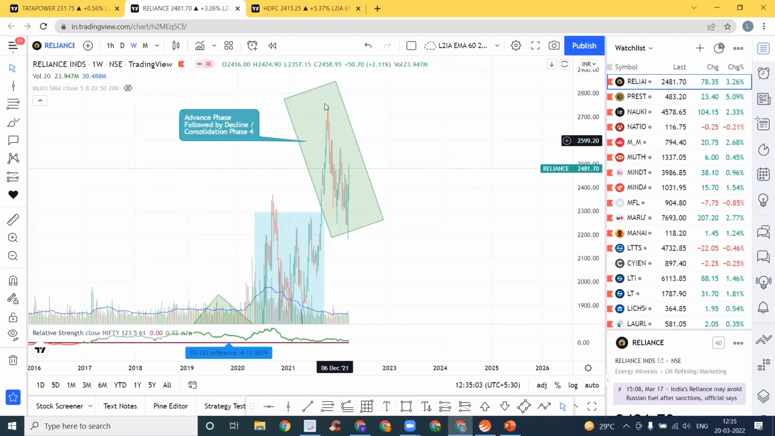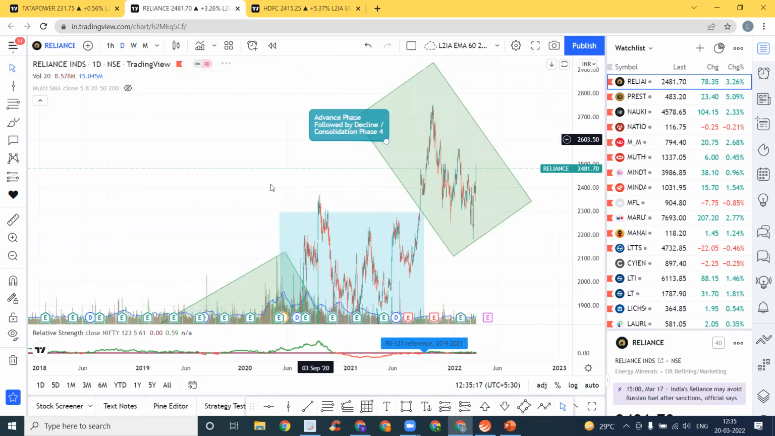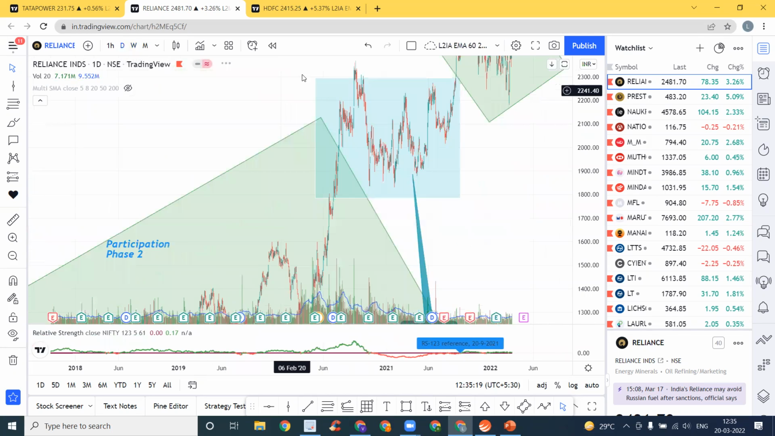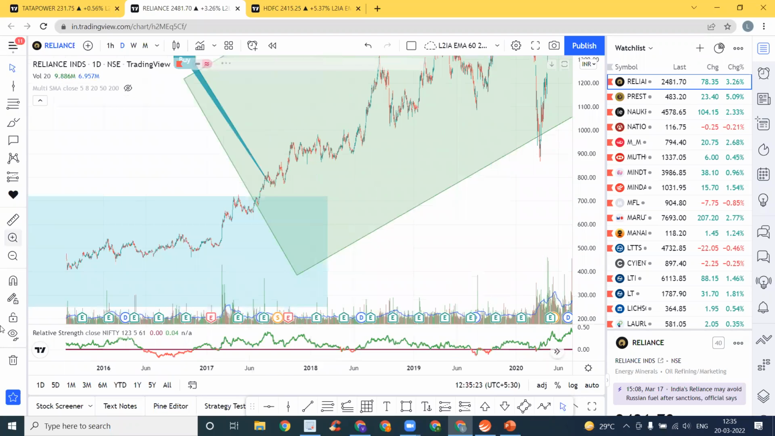The stock went up, it showed advance, but then it started declining. और अभी वो थोड़ा कंसोलिडेशन में है. If I see on the day chart, you can see here a little better. See, this was my accumulation phase.